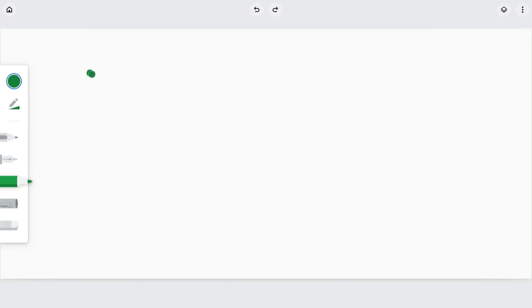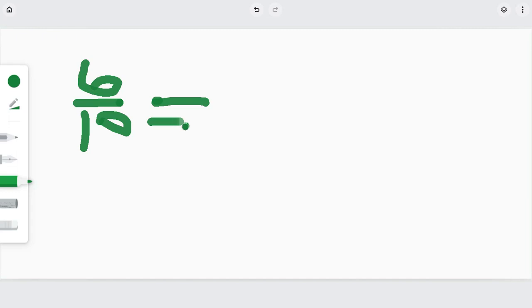So we are in front of the board, you can see. The first example I will give you here is 6 over 10. If you want to change 6 over 10 to decimal, the first thing you are going to do is draw a bar like this. This 6 here is the numerator, this is the fraction bar, you understand, and the 10 here is the denominator, that means the number at the bottom.